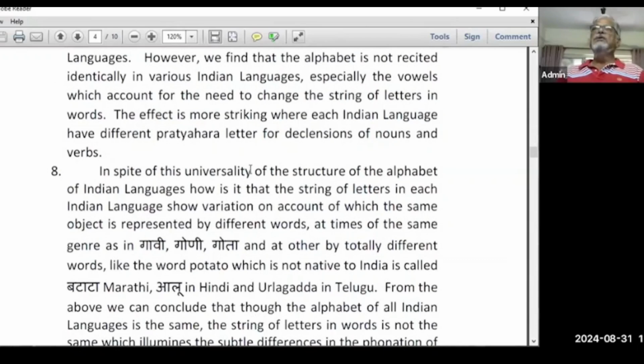In spite of this universality of the structure of the alphabet of Indian languages, how is it that the string of letters in each Indian language shows variation, on account of which the same object is represented by different words, at times of the same genre, as in Gavi, Goni, Gota, and at other times by totally different words, like the word potato, which is not native to India, is called batata in Marathi, alu in Hindi, and urlagadda in Telugu.